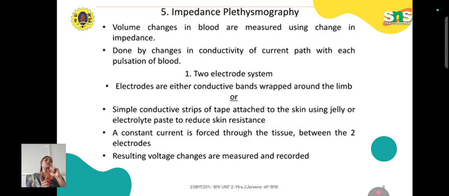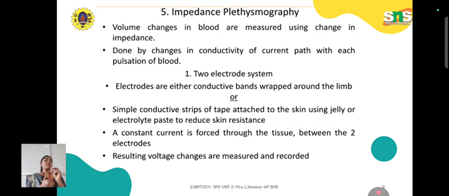Because by means of volume changes only, we can assess so many things. Directly we can't measure the volume changes, but in turn, by means of skin resistance, we can easily assess the volume changes of the blood.